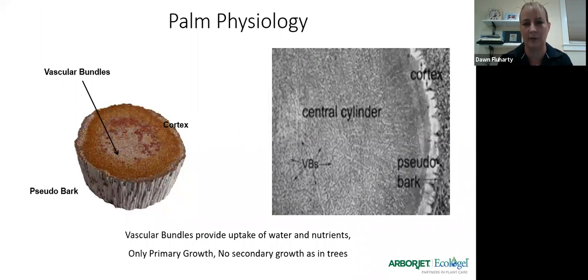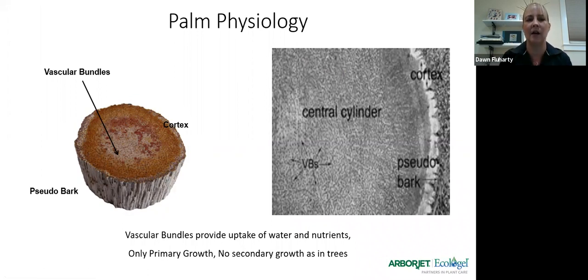All right, so let's talk about how palms are so that we can get a better idea of how we work with our palms. Palm physiology is completely different than our standard trees, right? These are monocots. So the way they actually work is they have what we talk about as pseudobark. That pseudobark is that kind of outside layer. And then inside, we have what is called the vascular bundles. Normally, they're kind of towards the center.